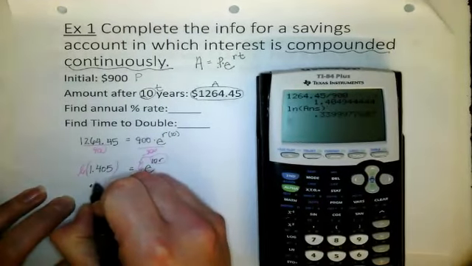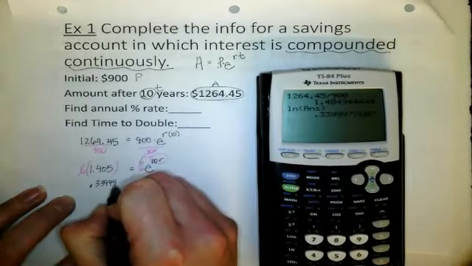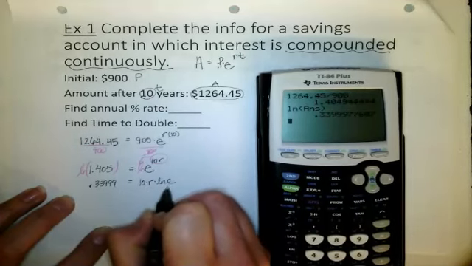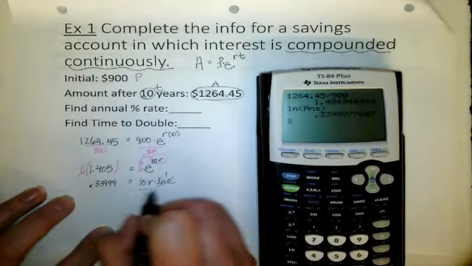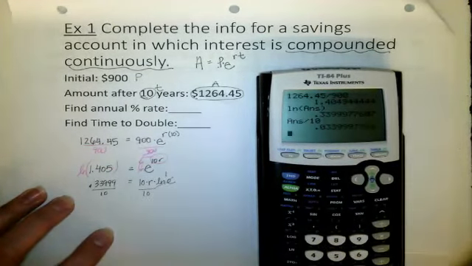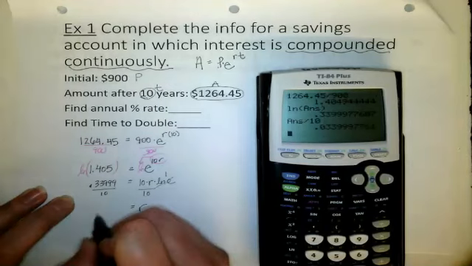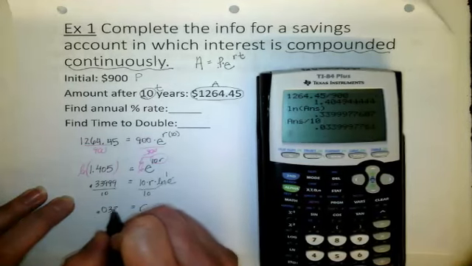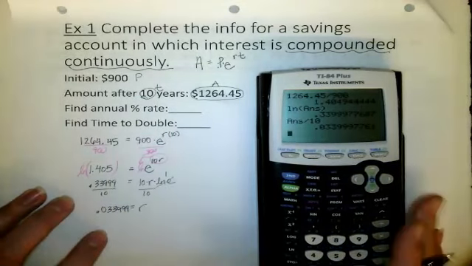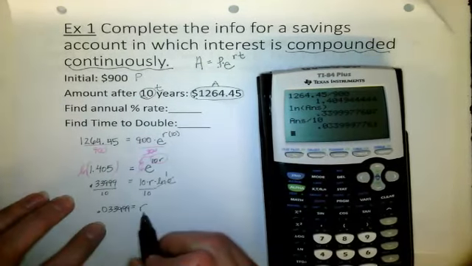And I get 0.33999 equals 10 times R times the natural log of e. Natural log of e is 1, and I just need to divide by 10. And so we're done, divide by 10. We get R equals 0.0339999. Well, that's R.